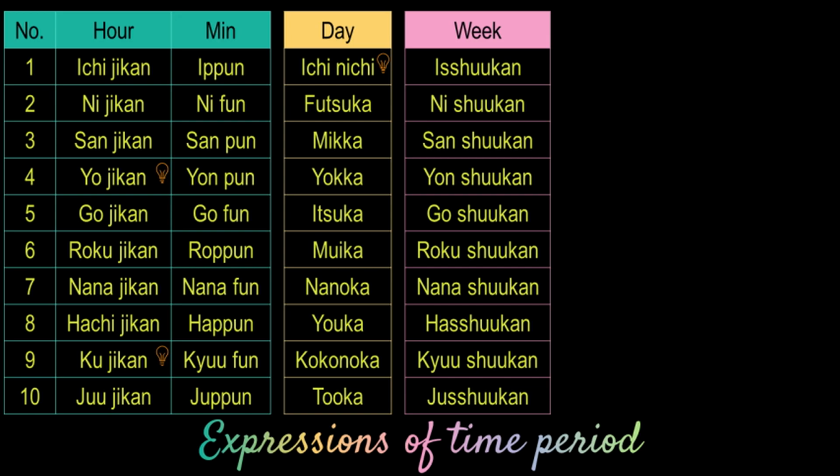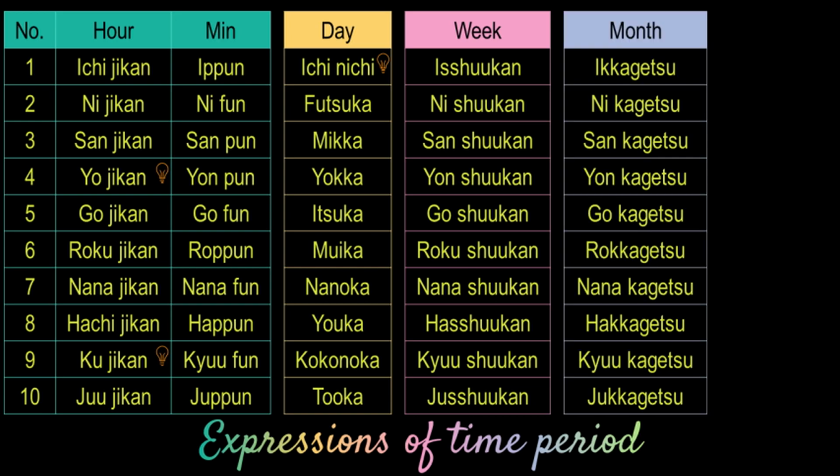To give the time period in weeks, you just need to add the word shukan to the numbers. For example, for 1 week, it will be ishukan. For 2 weeks, it will be nishukan. For 3 weeks, it will be sanshukan. For 4 weeks, it will be Yonshukan, and so on. Next, let me go to months.